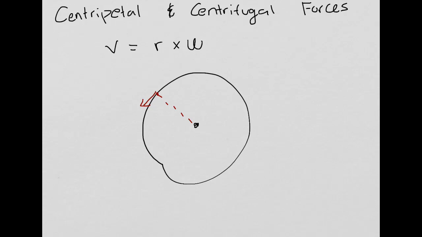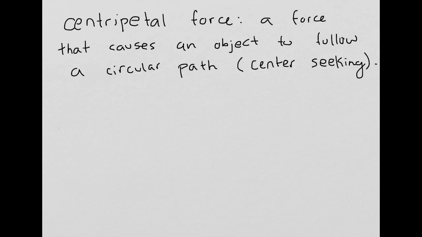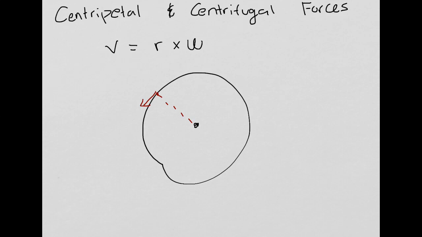So we know that the force of tension in the string is what was causing the can to move in a circular motion. When we have a force that causes something to move in a circular motion, it's called a centripetal force. In formal definition, I put it on this page right here, a force that causes an object to follow a circular path, it's a center-seeking force. So in our case, the tension in this string is a centripetal force. Centripetal forces can come in lots of different forms. It can come in the form of gravity or friction or tension, as long as it's causing something to move in a circular path.